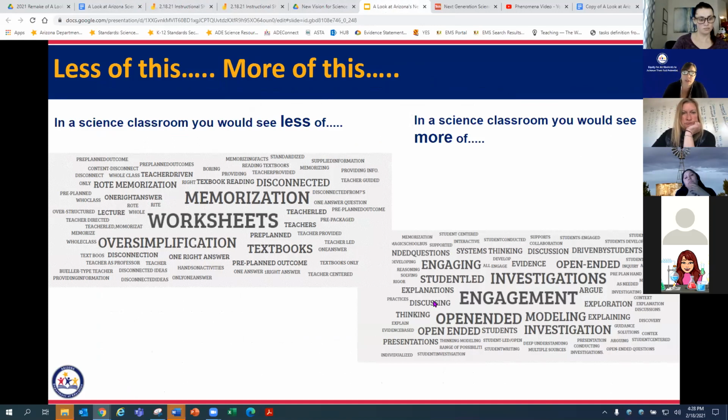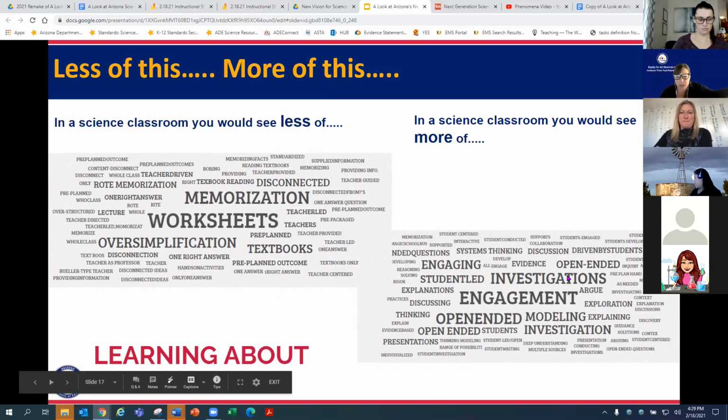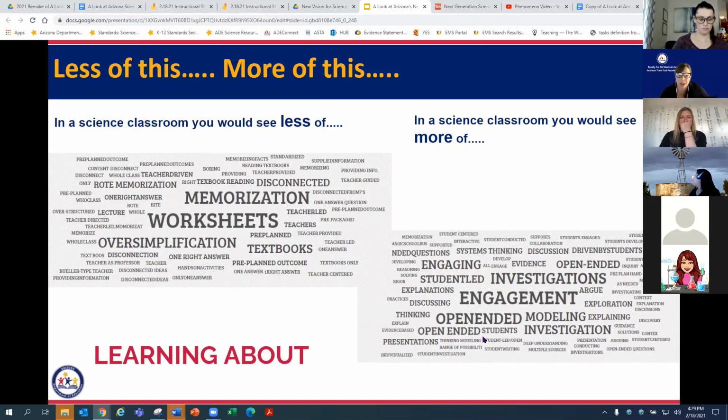And they had the same sort of thinking. On this side, take a look at this. Oversimplification, just asking kids to memorize vocabulary and not connected to anything else. This is what we called, with our old standards, learning about science. One right answer, teacher centered, textbooks, teacher led. Do you see how many times teacher is in this space? Teacher, teacher, teacher, teacher, teacher. It's not about us and what we know. It's about the students. So as we shift to the new standards, look at this word cloud.